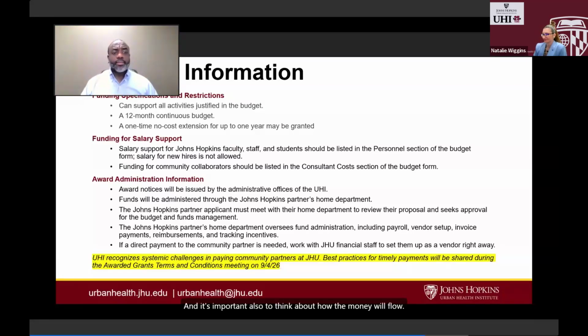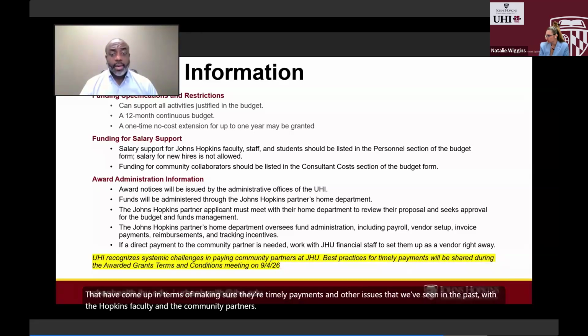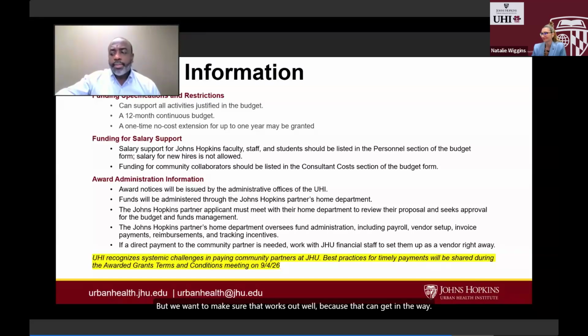And it's important also to think about how the money will flow. In particular, once the award notice is put out there, it's good to have in mind who will be the administrative person on the Hopkins side, and then how will the money get from the Hopkins department to the community partner. That's something that we found to be a snag early and often in many grants before. So if you do have questions about that, please feel free to ask, and we can talk through some of the best practices that have come up in terms of making sure there are timely payments and other issues that we've seen in the past with the Hopkins faculty and the community partners. But we want to make sure that works out well because that can get in the way.